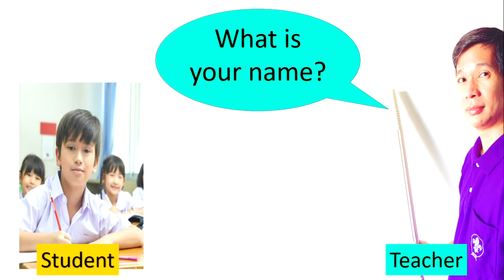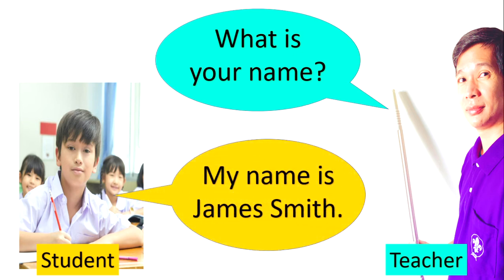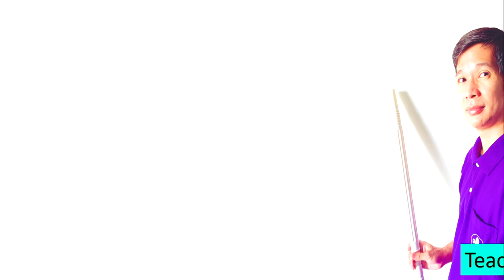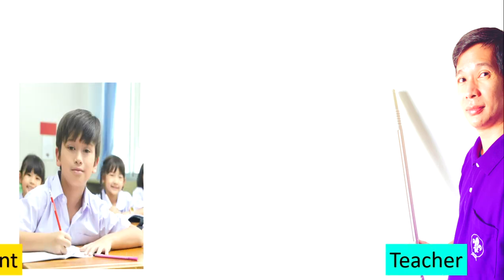So let's take a look at the student's answer. He answered, my name is James Smith. It means that the student's name is James Smith. So when I say, what is your name? You just have to say, my name is, and then say your name.